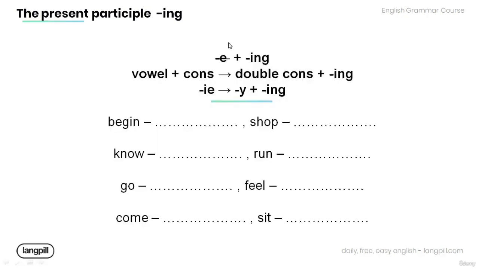Now let's review and practice a bit. Remember that when a verb ends in E, get rid of the E and then add -ing. And when a verb ends with a vowel plus a consonant, double the consonant and then add -ing. And when a verb ends with IE, change IE to Y and then add -ing. Now provide the present participle form of the words below.